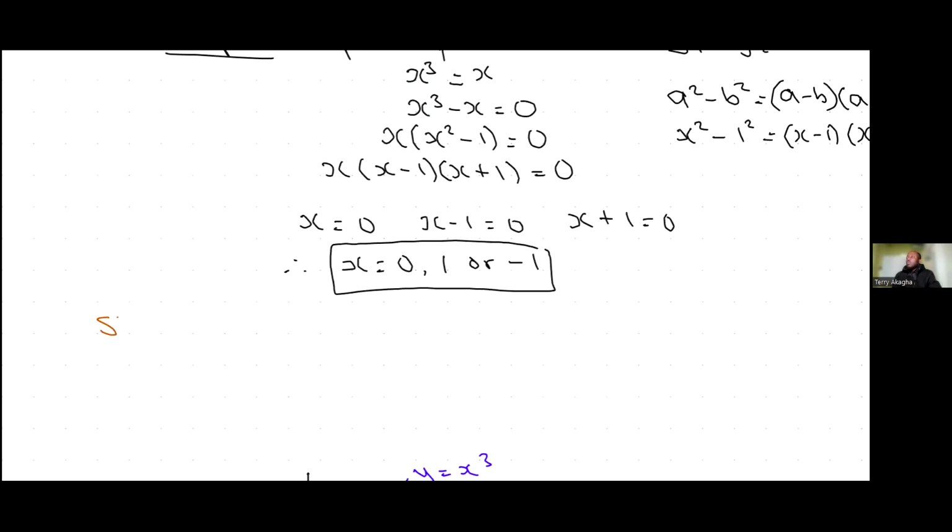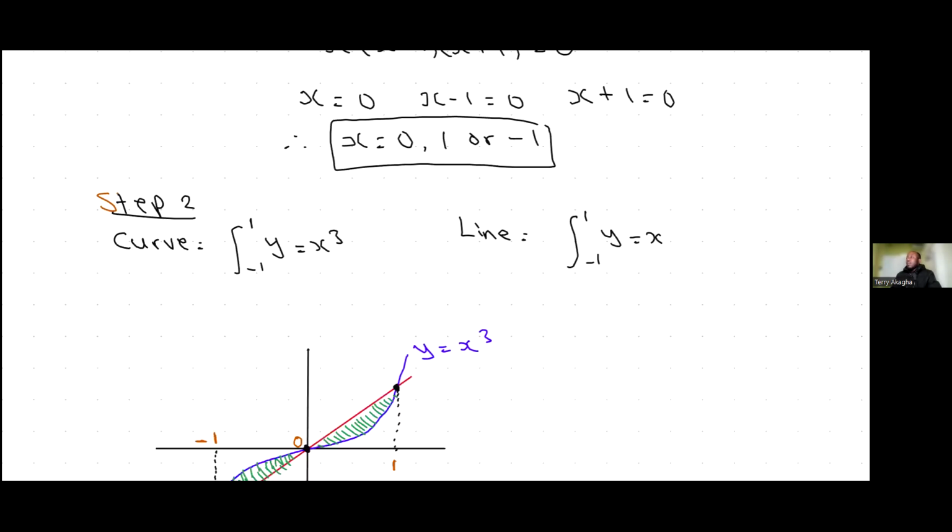So step 2, the limit we are having. For the curve now, we're going to be looking between 1 and minus 1, for the curve of y is equal to x cubed. And also for the line, we're going to be looking at the same thing between 1 and minus 1, for y equal to x. Now, we need to break it down. That's the reason why I brought this down for step 3.